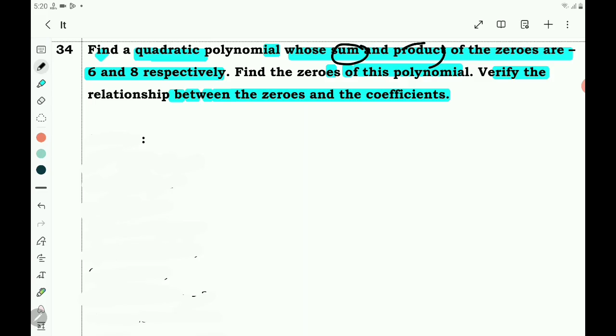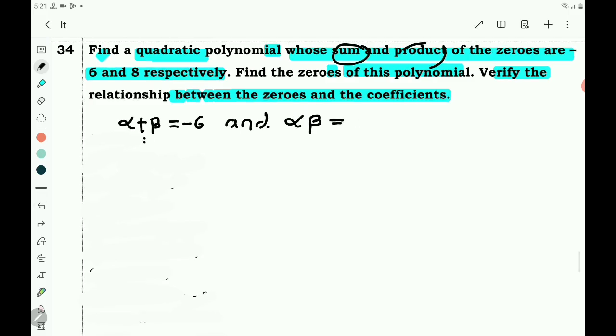What is the sum? Sum you take as alpha plus beta. If alpha and beta are the two roots, then alpha plus beta is equals to, means that is the sum of the roots. Alpha plus beta is equals to what? Minus 6, and alpha beta is equals to 8. Alpha beta is equals to 8.